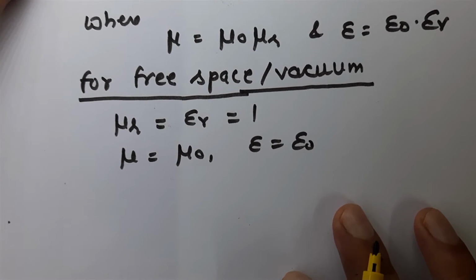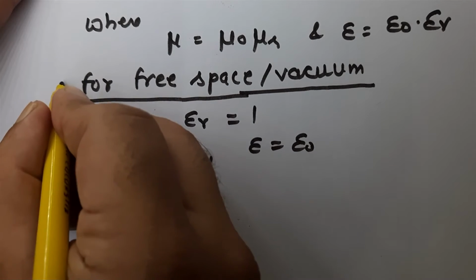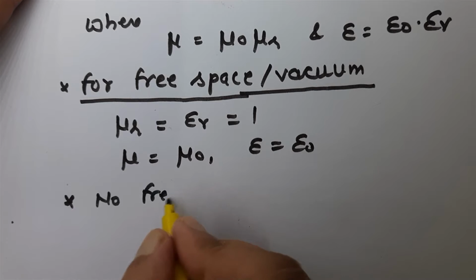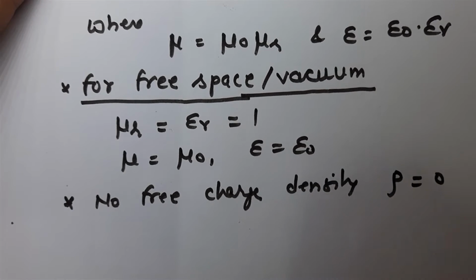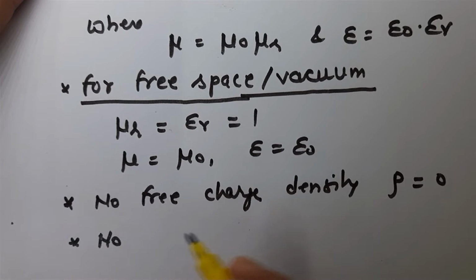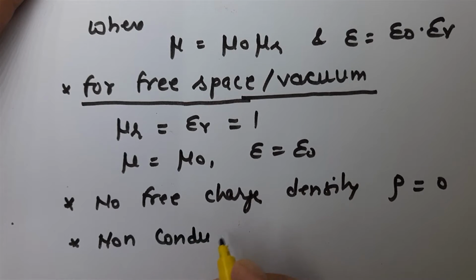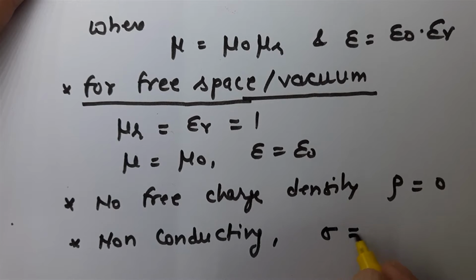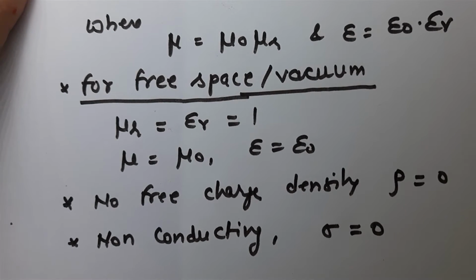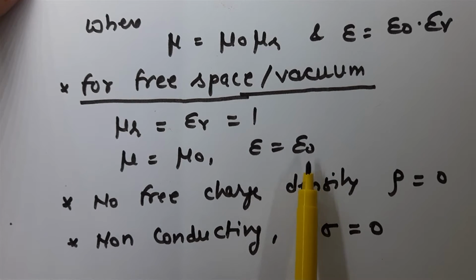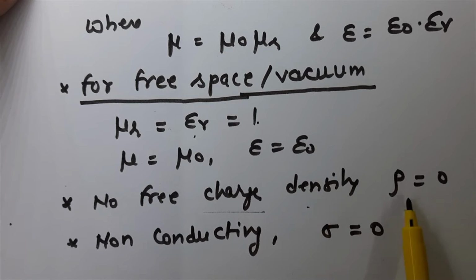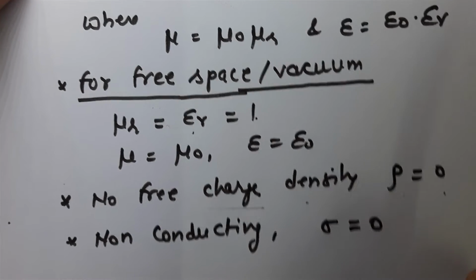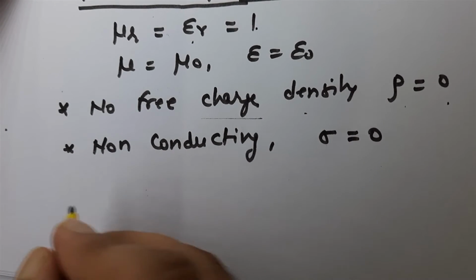Further, the medium that we are considering is free space, so we assume that there is no free charge density. No free charge density implies the value of rho becomes 0. And if it is free space, then it is also non-conducting. A non-conducting medium has an electrical conductivity which is 0. So we have made certain restrictions for our medium. For free space, we have taken mu equal to mu 0 and epsilon equal to epsilon 0, as the relative permeability and relative permittivity are 1. Further, the medium contains no free charge density and hence rho equals 0. And since it is non-conducting, sigma is also 0. So we will make these changes in our Maxwell equations.